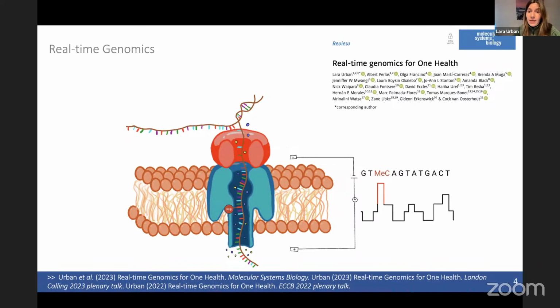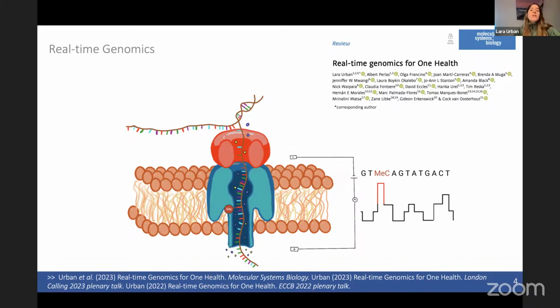And this is a really exciting technology that gives us a lot of advantages over other genomic approaches. And I'm very happy to say that we are detailing especially the advantages of this genomics research in the context of One Health in a recent review article, where we are also really trying to create a perspective of how real-time genomics can be used in the context of One Health in the future.